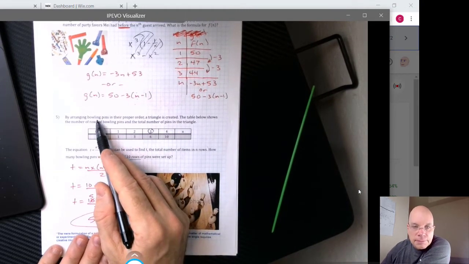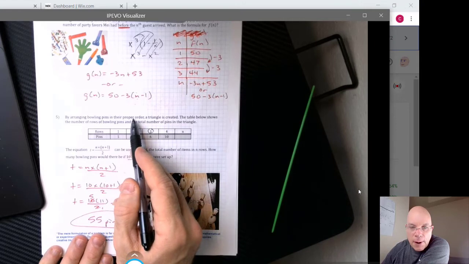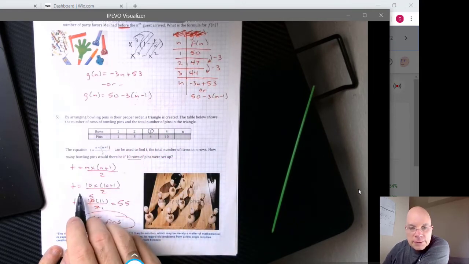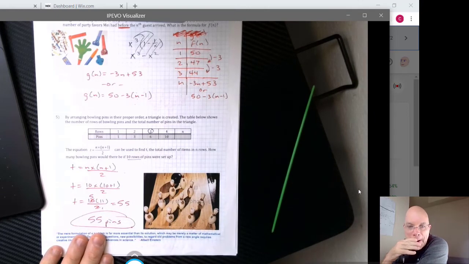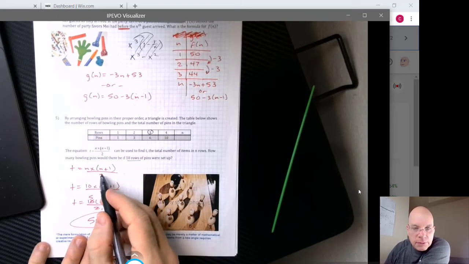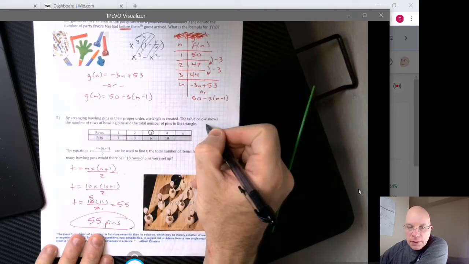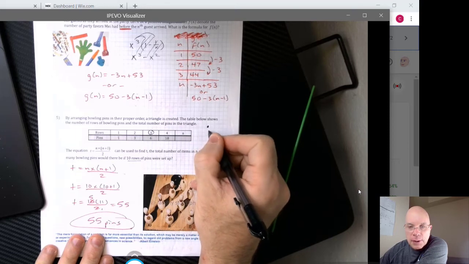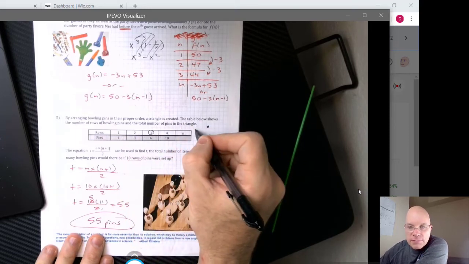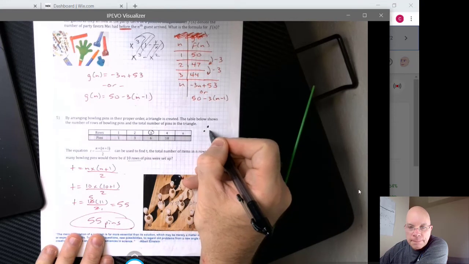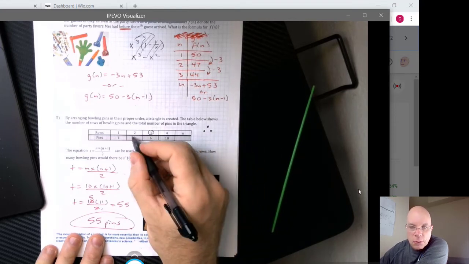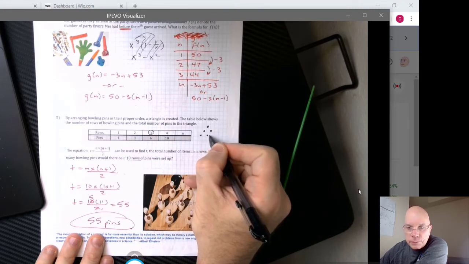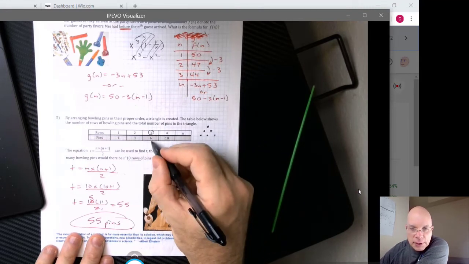Number 5, by arranging bowling pins in their proper order, a triangle is created. Now, this one will require a little picture. So when there's 1 row of bowling pins, there's only 1 pin. When I have 2 rows of bowling pins, then I have 3 total bowling pins. If I have 3 rows of bowling pins, now I have 6 bowling pins.